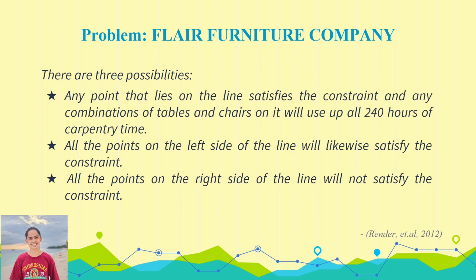First, any point that lies on the line satisfies the constraint, and any combination of tables and chairs on it will use up all 240 hours of carpentry time. Next, all the points on the left side of the line will likewise satisfy the constraint. And lastly, all the points on the right side of the line will not satisfy the constraint.